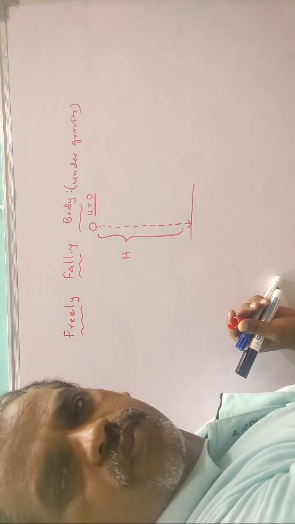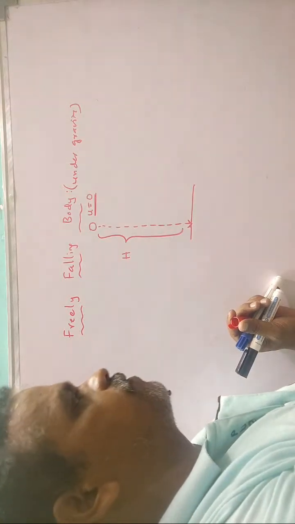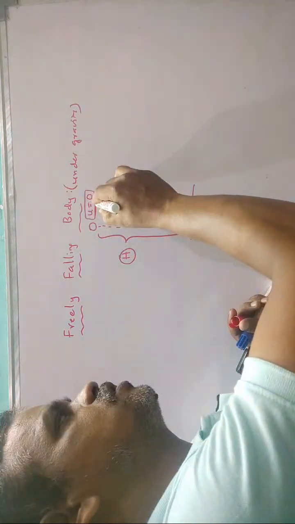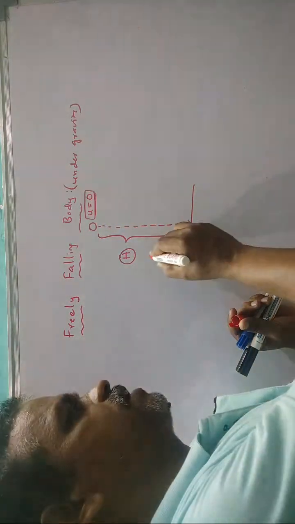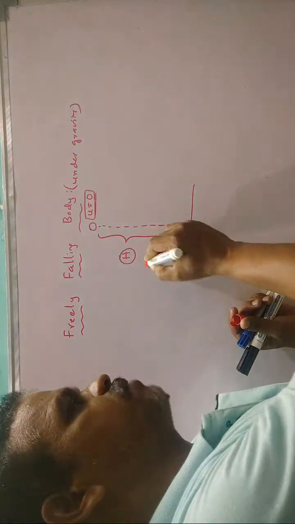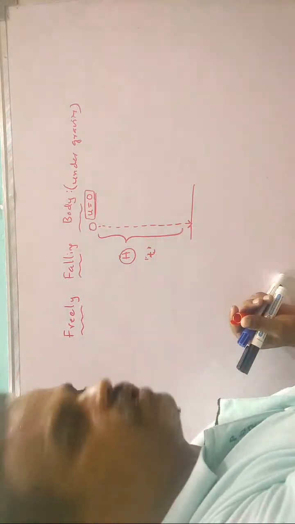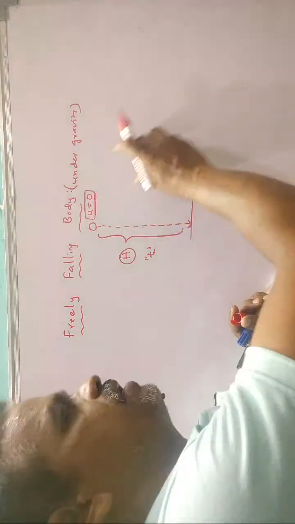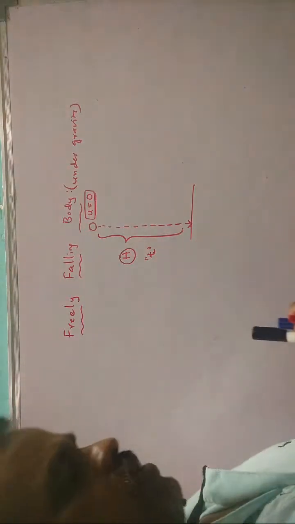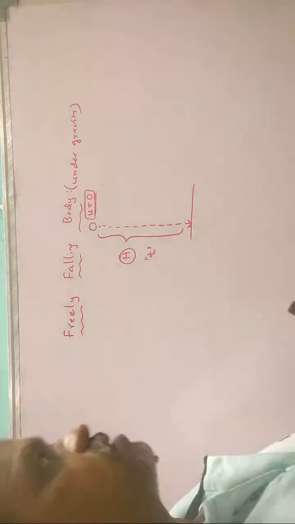H displacement. So if it covered H displacement, the body is moving with initial velocity 0, for time t. If the body travels for time t, then what about the kinematic equations in this case? This is an important case. See what I discuss here.